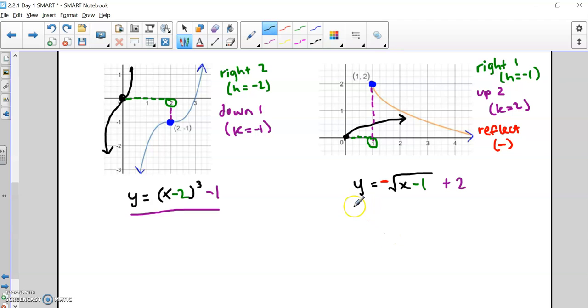Okay, and that's all. It's really not much different than what we did for parabolas. It's just a question of being able to recognize the correct parent function and then using the correct general form of that particular parent function. And that's all for today.